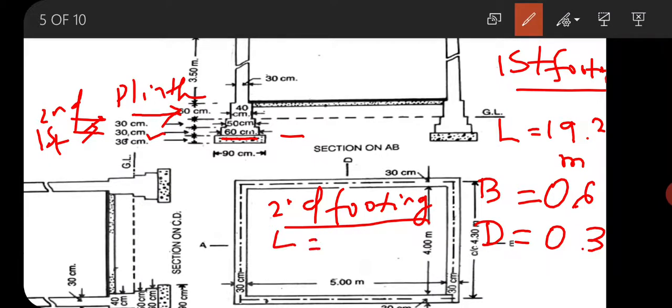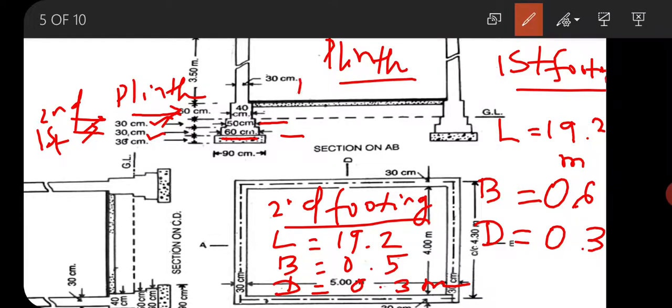What is the length of the second footing? This is 19.2. What is its breadth? You can see this is of breadth 50 centimeter. So 0.5. Then depth or thickness. Thickness is again 30 centimeter. So 0.3 meter. Clear? And plinth wall.